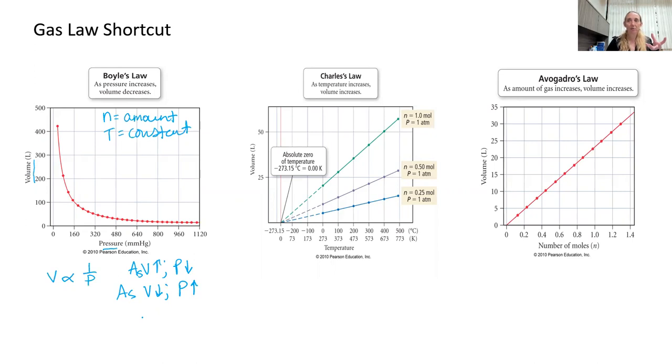And you guys see this when you take a balloon, right? You take a balloon and the gas in there is the same, the temperature is the same, and you squish it. And when you squish it, the sides of that balloon get really, really tight. And so that means the pressure increases.